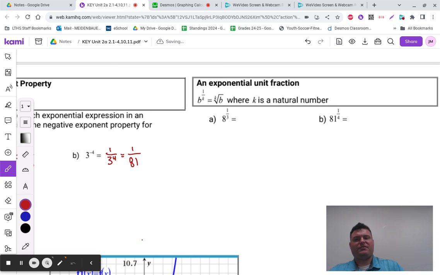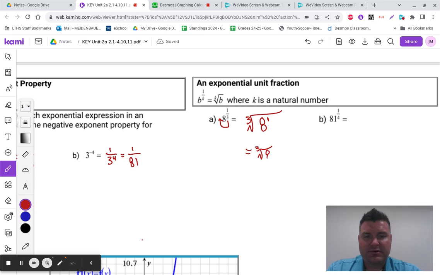Last thing here is just rewriting exponentials that are fractions, how to rewrite them as radicals. So all you do here is you take this 3 right here and place that in front of the 8. So this would become the cube root of 8 to the first power. Because of that 1 right there, it still makes it a first power. So, which is the cube root of 8. Anybody know the cube root of 8? Very good, it's 2.